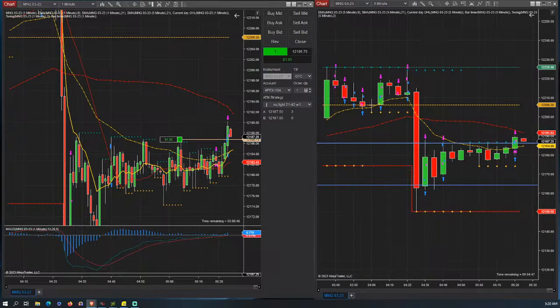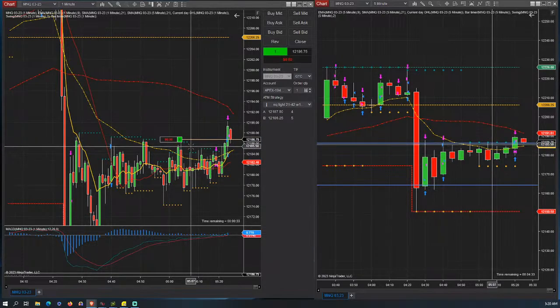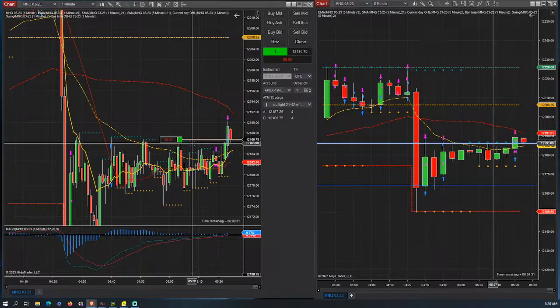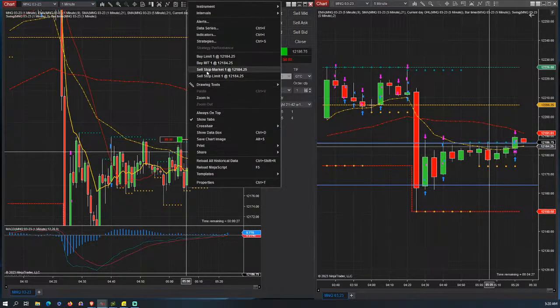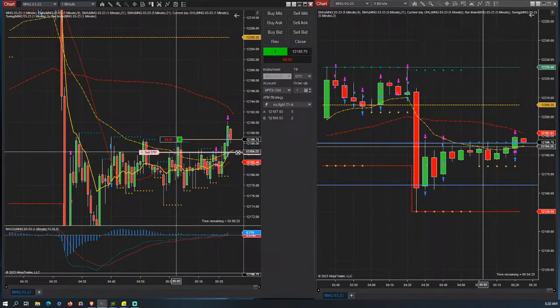The 12,188 level, the 12,190 level seems to be a level that it wants to break, but it needs to get some pump it up. All right, so why wouldn't I just set that? Excuse my language, guys. Why didn't I set it right there? So I have to stress. Sell stop market. Okay. Sell stop, buy stop.